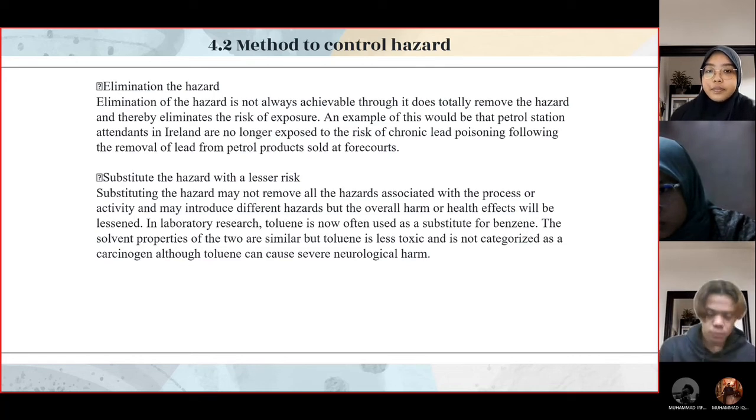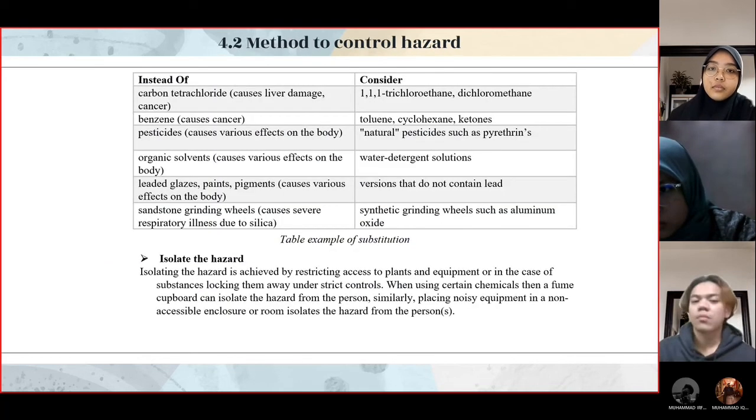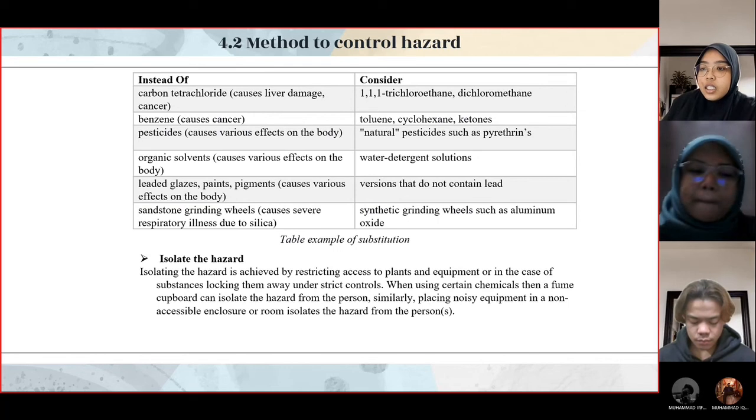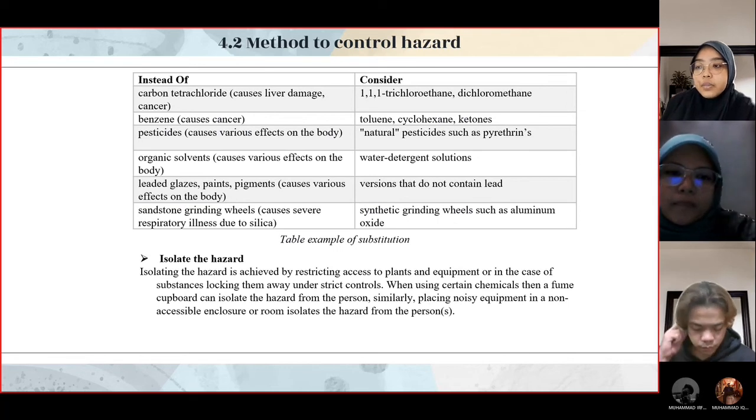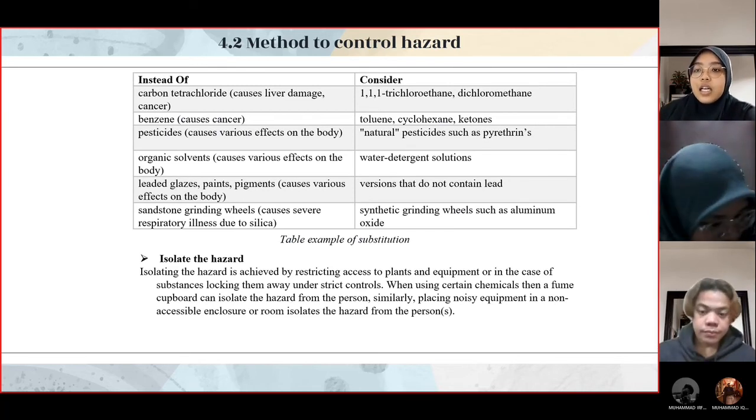Next, methods to control hazard. This is the table of example of substitution. Instead, there are six things.